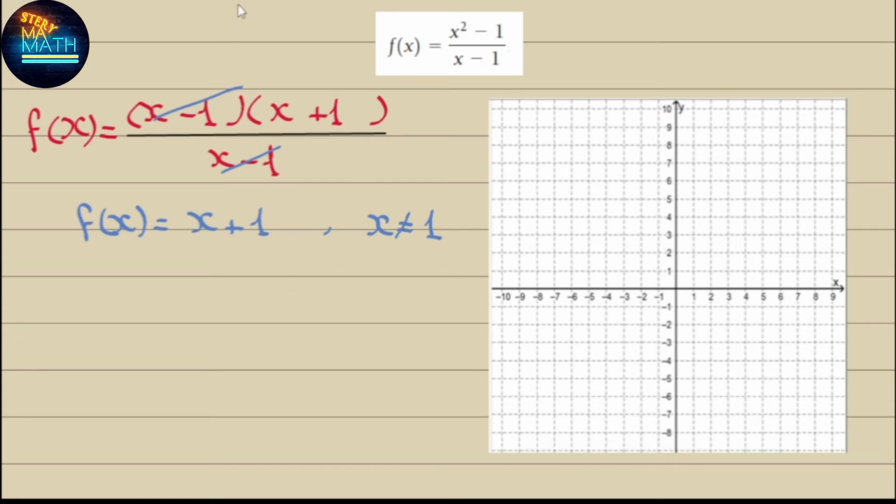Now you can graph this function. f(x) is equal to x plus 1. When x is equal to negative 2, y is equal to negative 2 plus 1, which is negative 1. And when x is equal to negative 1, negative 1 plus 1 is 0. And let's try a different number. When x is equal to 2, 2 plus 1 is 3. But remember, x is not equal to 1, so we will make a hole and then we will graph. This is the function.